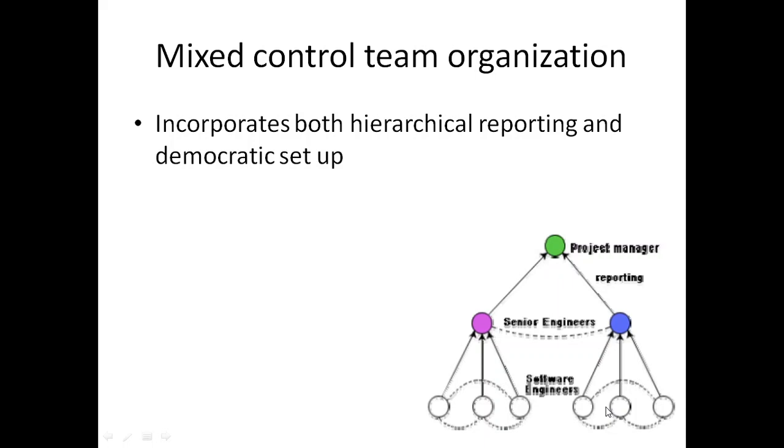And there will be communication among these software engineers, like in the democratic team, and they will be reporting to the senior engineer. The dotted line refers to communication. So there will be communication among the senior engineers, and these senior engineers will be reporting to the project manager. So this takes the advantages of both the chief programmer and the democratic team. So this way, mixed control team organization is also there.